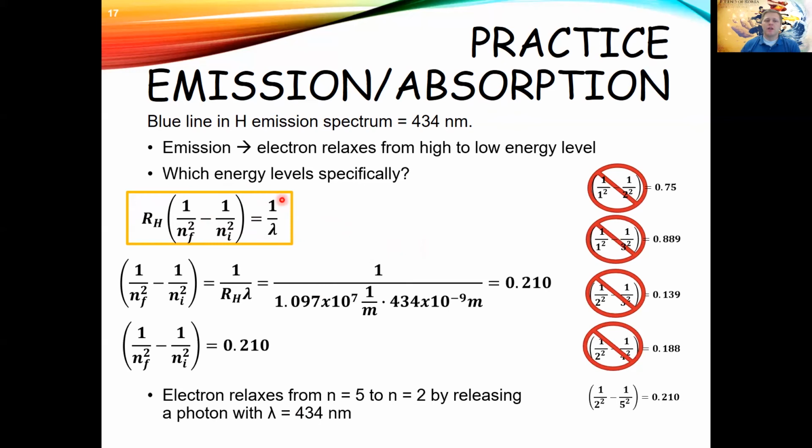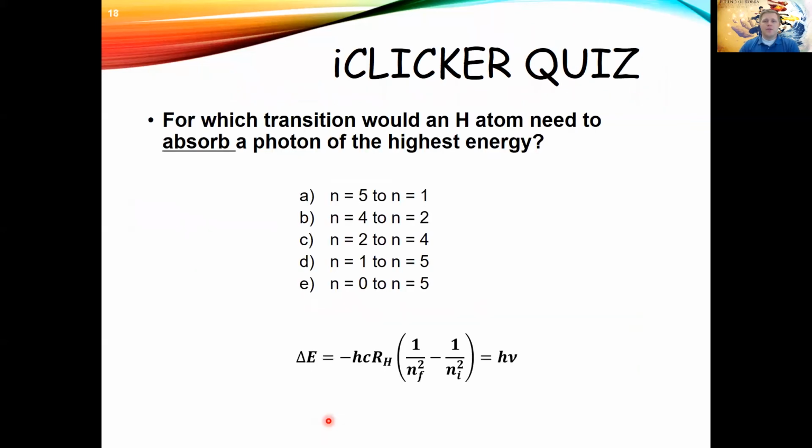We knew we could figure out which levels using Rydberg constant because we knew which wavelength of light we were seeing. And so just now we figured out that electrons relax from n equals 5 to n equals 2 by releasing a photon with a wavelength of 434 nanometers. And we can then use that to figure out the actual change in energy in joules. So let's see how you're doing with this idea. For which transition would a hydrogen atom need to absorb a photon of the highest energy? Now I've got our equation here for energy down here. It might be helpful for some of you to see this, but go ahead and pause the video and figure this out.